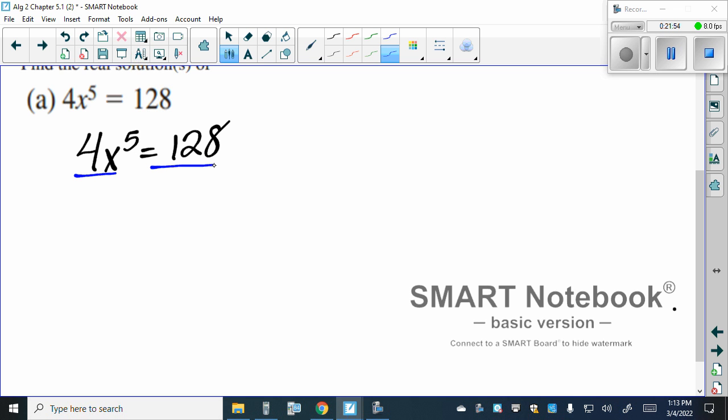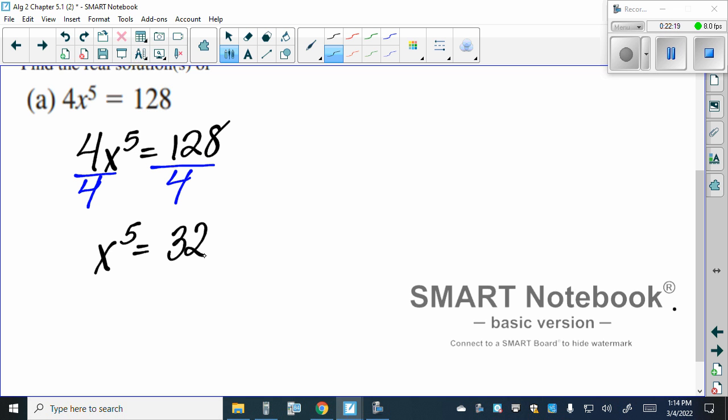All right. Okay. So to use the nth root method, we need to get the variable by itself. And we can use this since there's only one variable in the entire equation. So the first thing we can do is divide both sides by 4, which tells us x to the 5th is equal to 32.